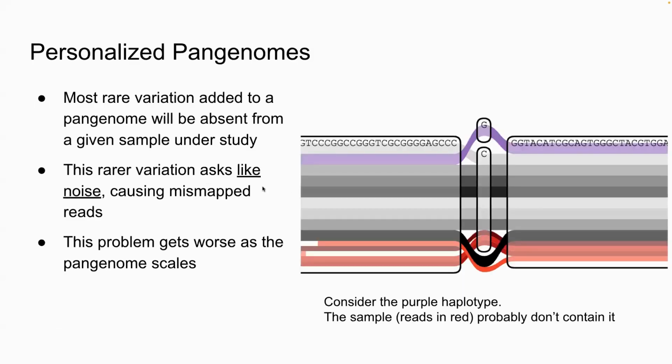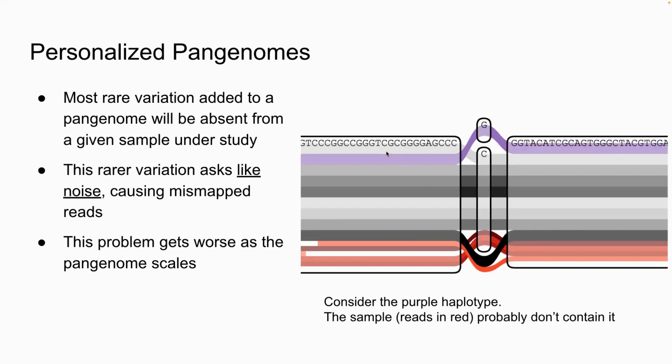And then the very last thing that I wanted to talk about was where we're going. Most of the rare variation that we're going to add to the pangenome over the next few years is going to be absent from a given sample under study, because I told you why everything's common. That rare variation acts like noise if you're naive about it. If you just keep adding variation to the topology of the graph, eventually you've added a variant at every base, and it looks like an impossible structure. So how do you get around this?